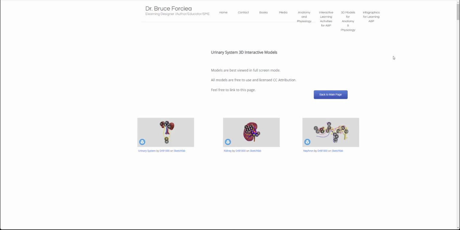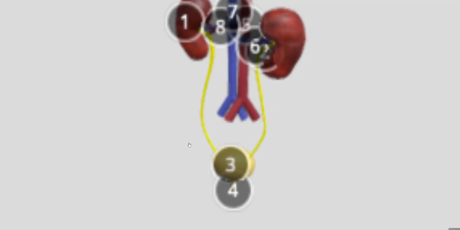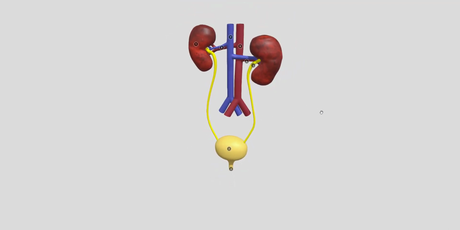In this video, I'm going to cover some urinary system anatomy. Let's begin by going to my urinary system 3D interactive models page, and we're going to start looking at the entire urinary system with this model right here. So let's go ahead and get that in. So this is the whole urinary system.